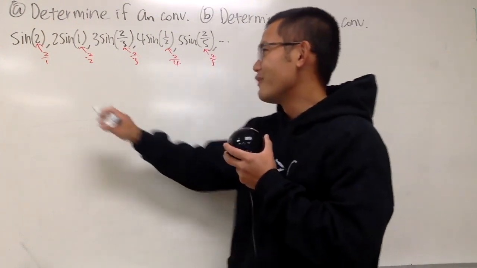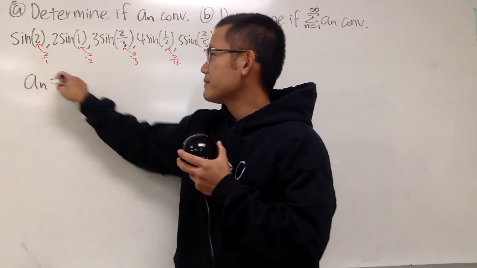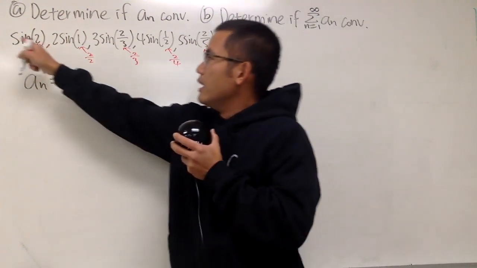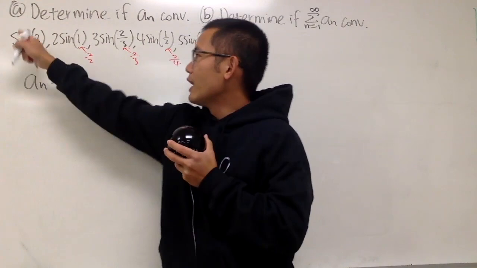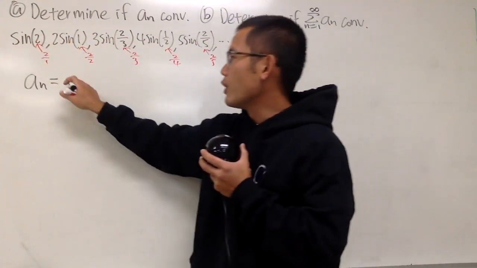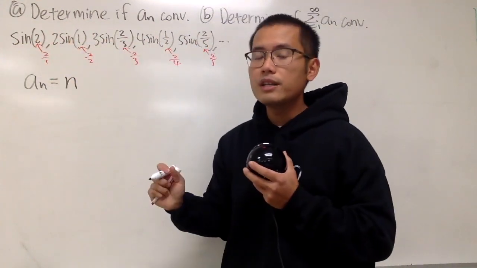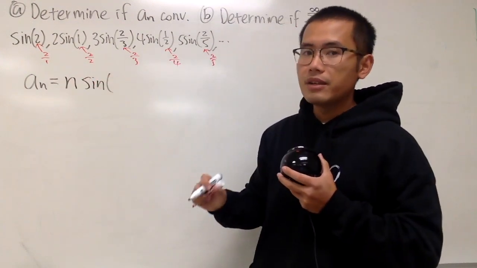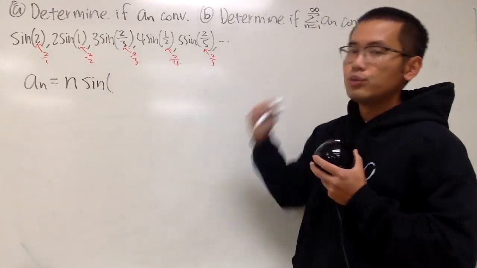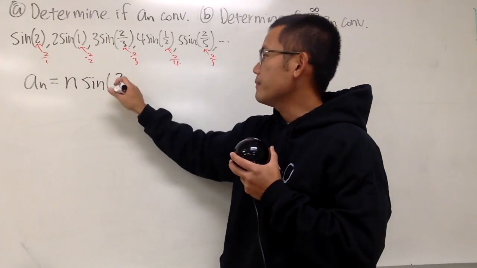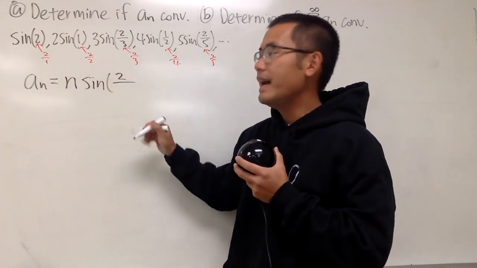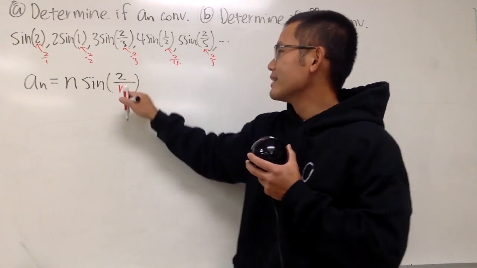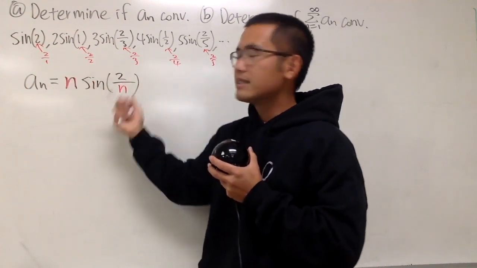So here is the formula for the sequence an. Check this out. Again, n starts with 1, and we have 1, 2, 3, 4, 5, and so on. So we will have n as the coefficient, and then we have sine function, of course. And then inside here, everybody has a 2 on the top. So let's put down a 2 right here, and divided by n. That's correct. So we have n times sine of 2 over n.